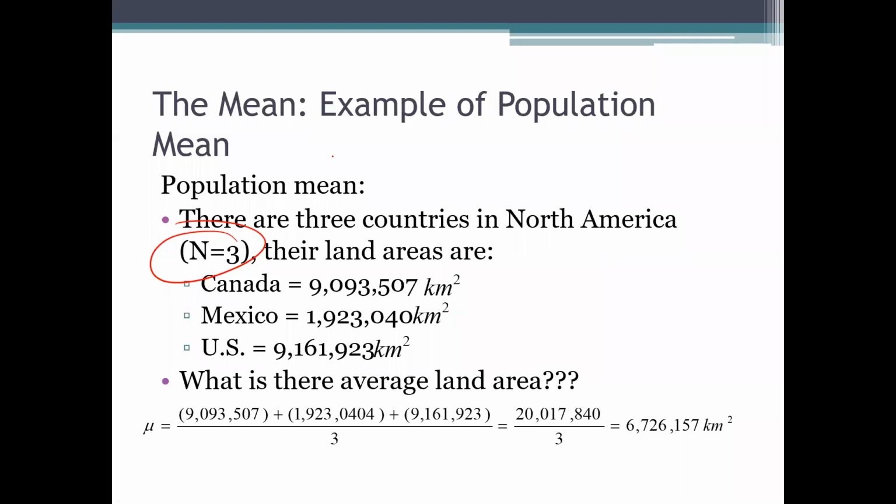All right, so to go back here, this is an example of a population mean. There are 3 countries in North America. This data set of Canada, Mexico, and United States is a population set of data because it's all the possible values. If you wanted to figure out their average land area, here are their land areas in kilometers squared. All you would do is sum up all the possible values and divide by 3, and that would be the population mean.